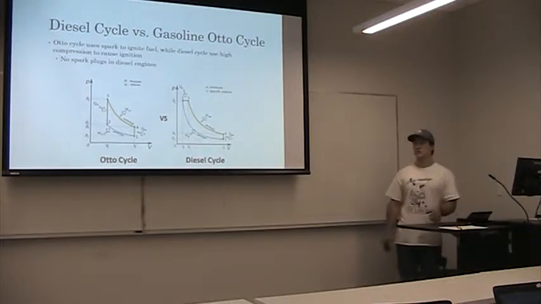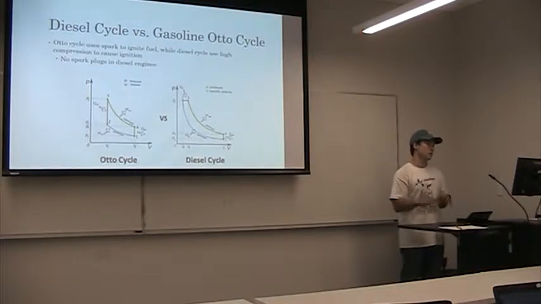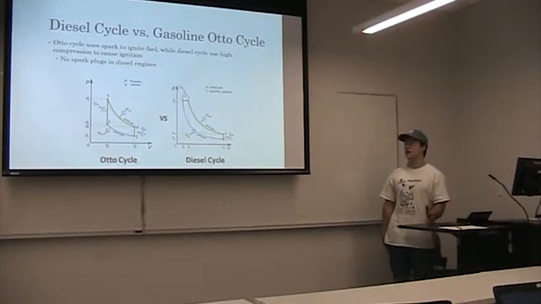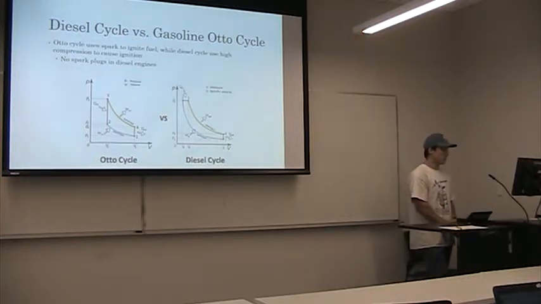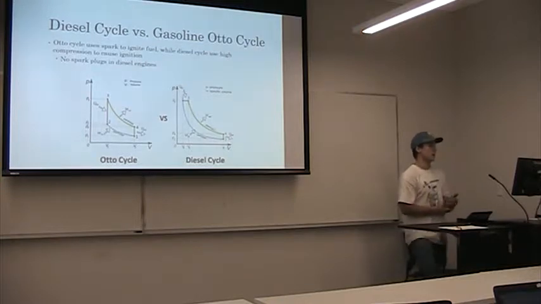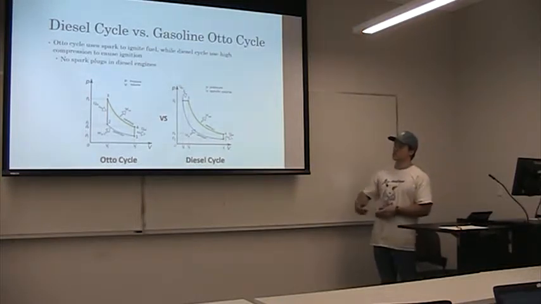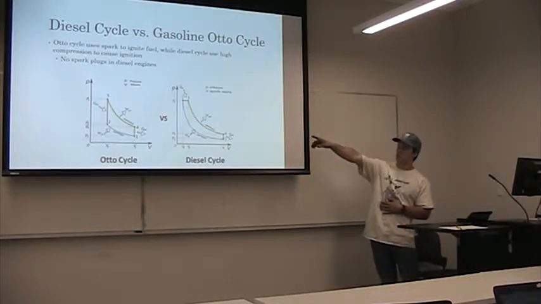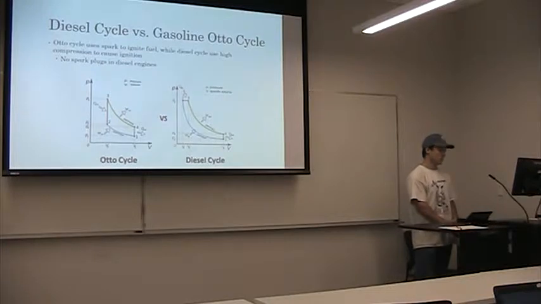Our diesel engines compress the air so much that it gets so hot that when fuel is injected, it instantly combusts. So there's no spark needed, and it allows the engine to get a much higher pressure. As you can see here, in the Otto cycle your heat is added during a constant volume process, whereas in the diesel engine, you can see 2 to 3, your heat is added during a constant pressure cycle.